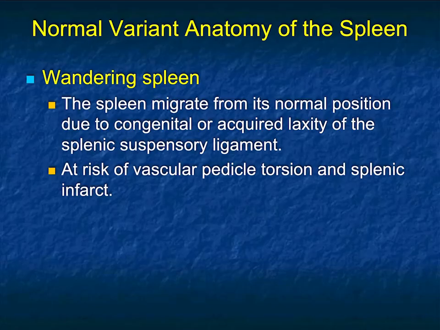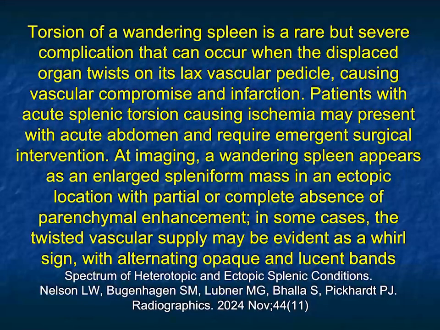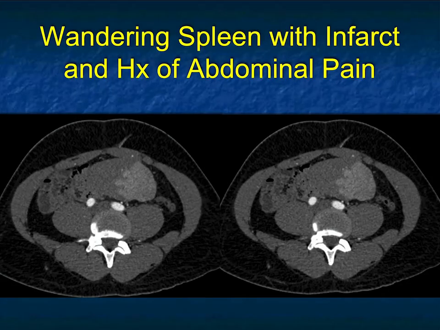I mentioned before wandering spleen due to either acquired or congenital laxity of the splenic suspensory ligament. And you could see there's this article by Nelson, again making the point, a wandering spleen appears as an enlarged spleniform mass in an ectopic location with partial or complete absence of parenchymal enhancement. And in some cases, the twisted vascular supply may be evident as a whorl sign with alternating opaque and lucent bands. Here's a great example.